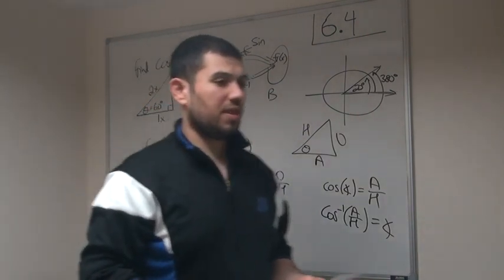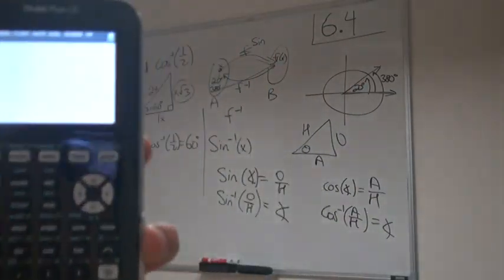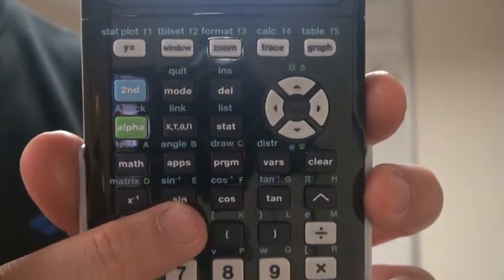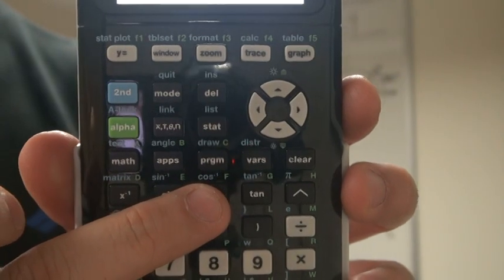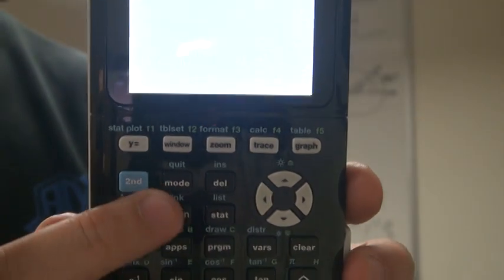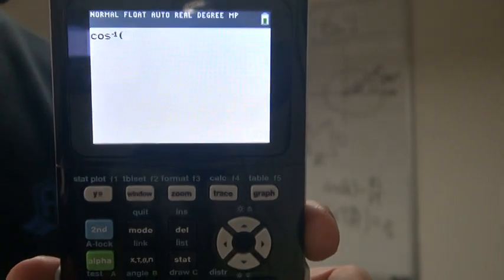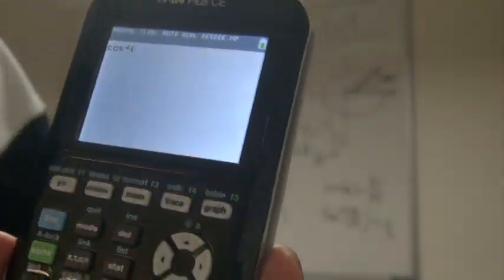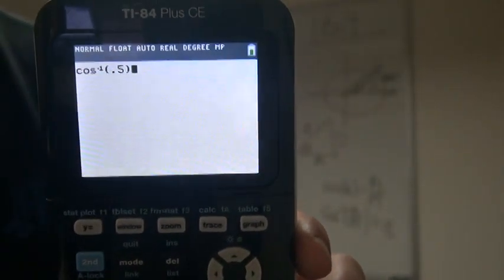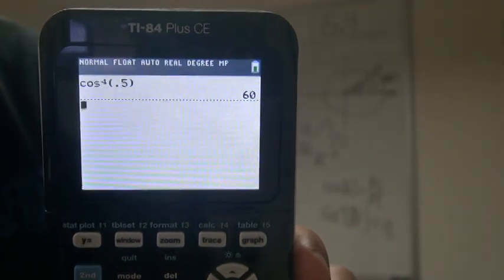We can use our graphing calculators here. How would we use the inverse cosine function? Well, you see how we have sine, cosine, and tangent? Right above cosine, we see cosine to the minus 1. That's your inverse cosine function. So I do second, and then my inverse cosine function. You see the cosine to the minus 1 that appeared. Cosine to the minus 1 of 0.5, or 1 divided by 2. So I'm putting in the ratio of sides. That should spit out the angle of 60 degrees.